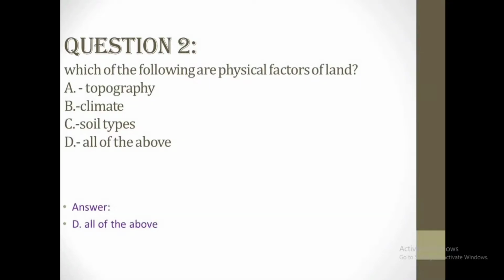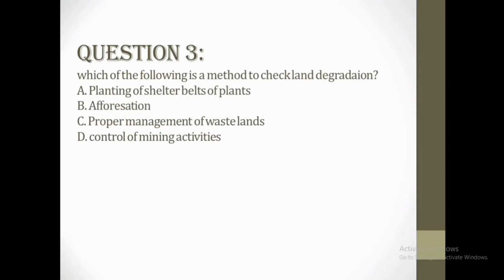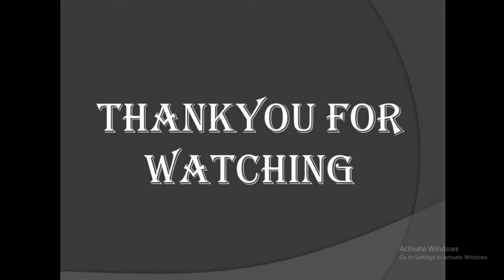All of the above. Question number 3. Which of the following is a method to check land degradation? A. Planting of shelter belts of plants, B. Afforestation, C. Proper management of wastelands, or D. Control of mining activities? And the answer is A. Planting of shelter belts. And that is it for today.